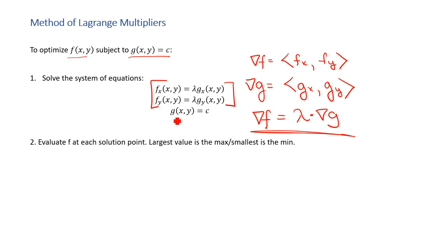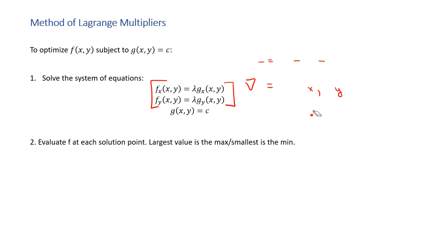Then we have a third equation, and that's basically our constraint that was given to us in the problem. So we can set up this system of equations and solve it for x and y. The solution points that you get are going to be either maxes or mins.